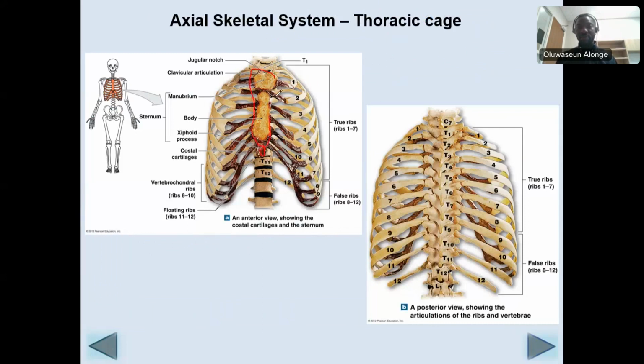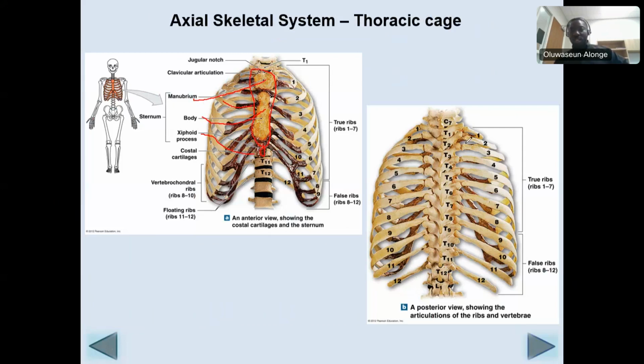The sternum has three portions. It has the manubrium, it has the body of the sternum, and it has the xiphoid process. Right? Now, the sternum is connected to the ribs. You see, the ribs are all connected to the sternum.